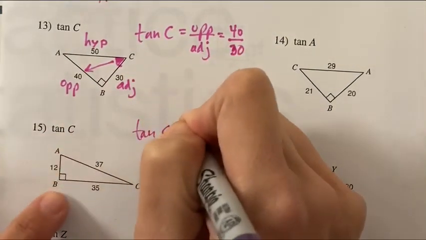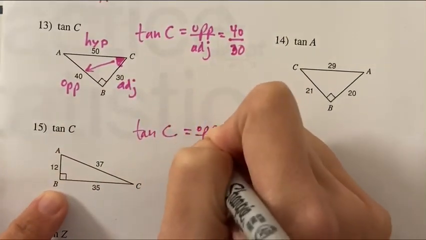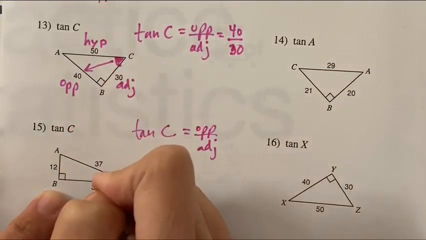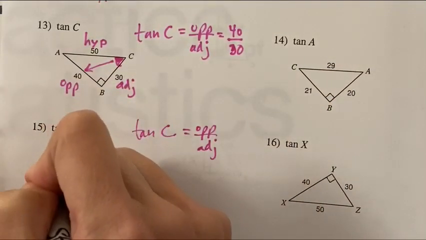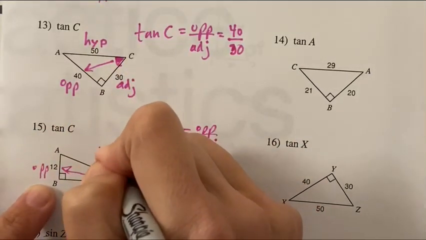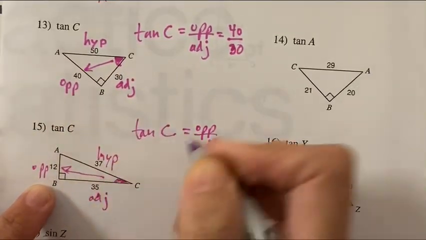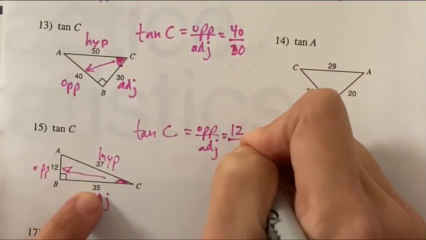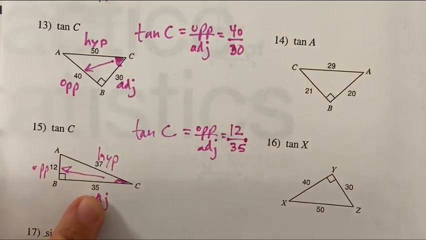Tangent of angle C is opposite over adjacent. So reference angle C, that would be my opposite. There's my hypotenuse, so this would be adjacent. So opposite is 12 over 35, adjacent.